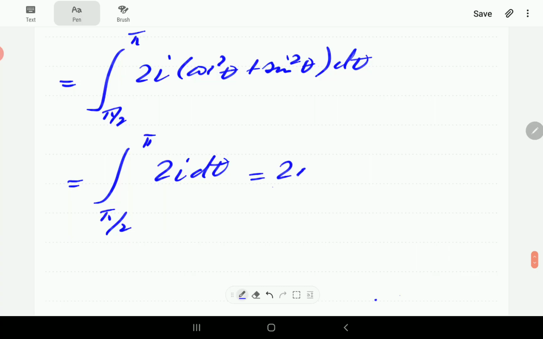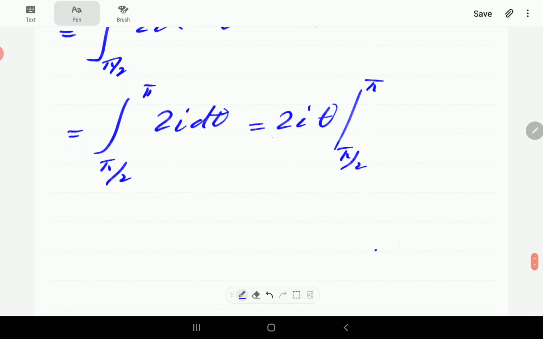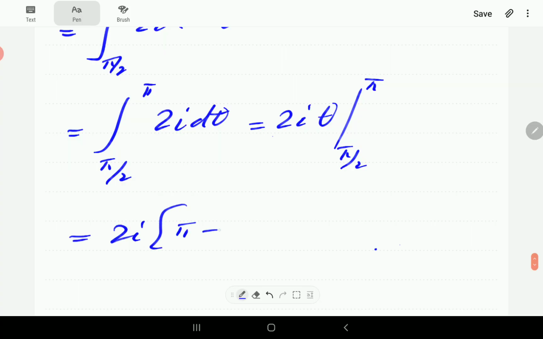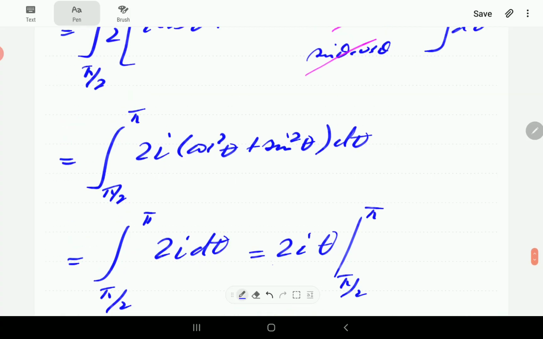So this is going to be 2i theta evaluated between pi on 2 and pi. That's going to be 2i times pi minus pi on 2, which is 2i times pi on 2, and this is going to be pi i. So that is going to be the value of the integral along the circular contour.